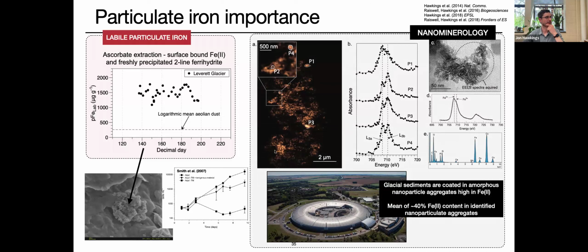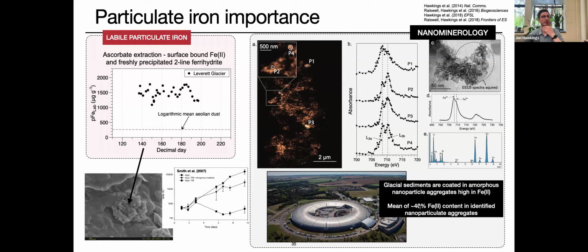So here, anywhere you see lit up is high iron concentrations, and these particles here are those that we've got spectra for. This can tell us something about how much iron 2 or how much iron 3 is present in these nanoparticulate aggregates. And we sense check that against some other data from EELS spectra on a transmission electron microscope to also see very high iron 2 concentrations in a lot of these nanoparticulate aggregates.